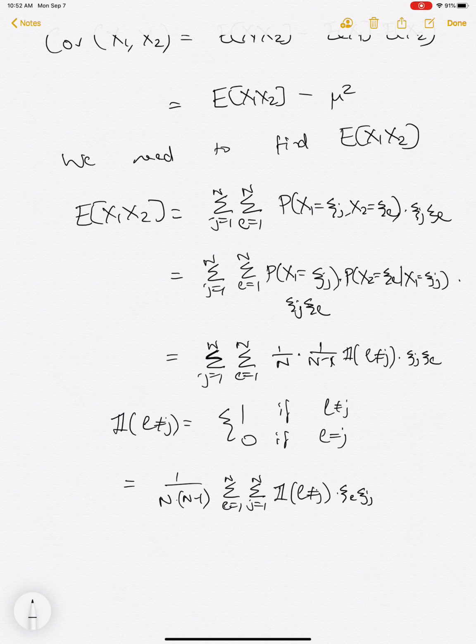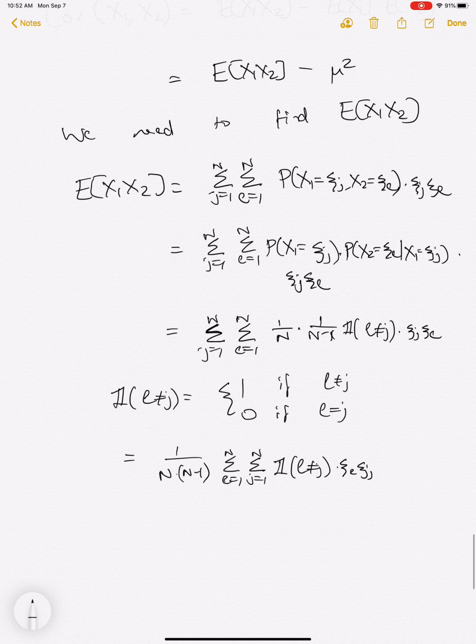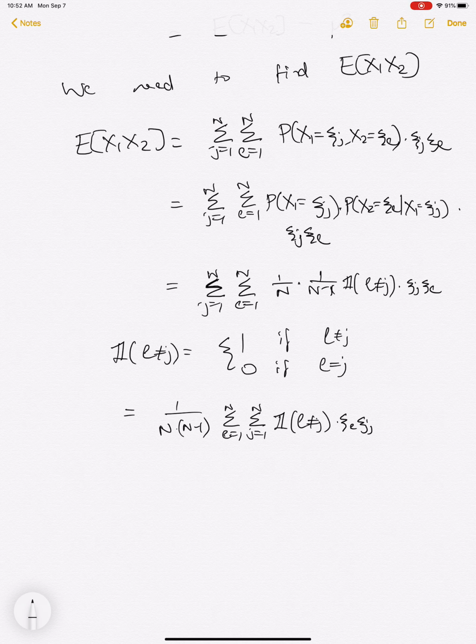CL times CJ. And so what we can do now is we can now only subtract over... so we end up with this subtraction where we only subtract over L not equal to J, CL, CJ.